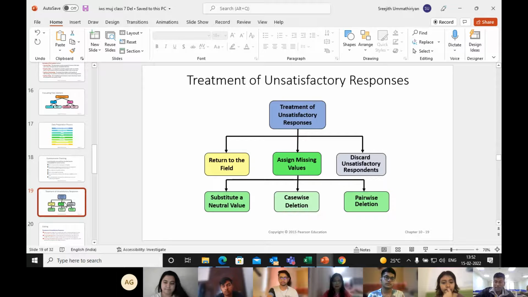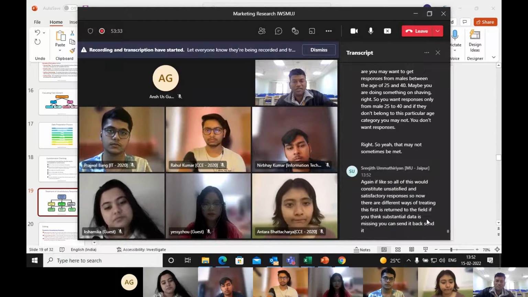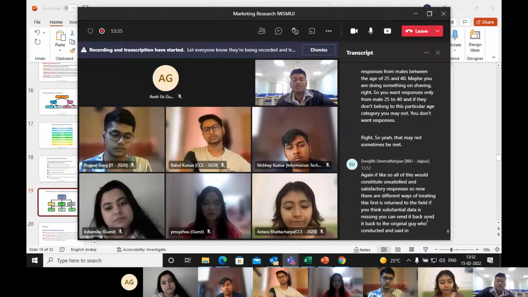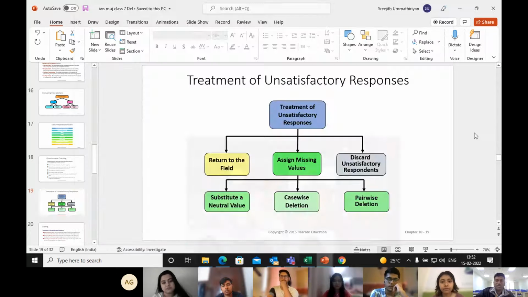Now there are different ways of treating this. First is return to the field. If you think substantial data is missing, you can send it back to the original person who conducted it and say, please look at these things. If you can reach out to the original respondent and get further responses, that is the first option.